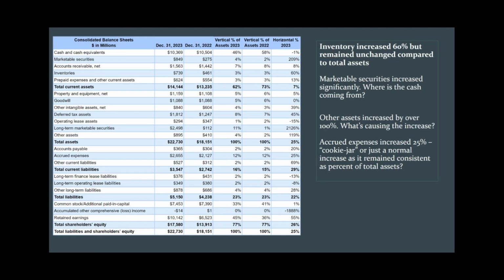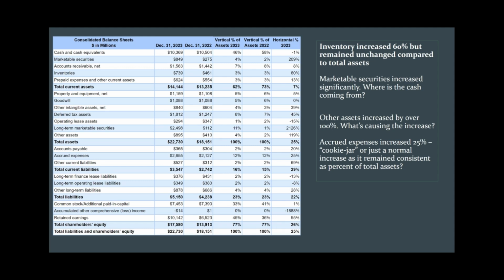We see where other assets up 119%. You want to look to see what is causing that. We see where accrued expenses increased 25%. This could be the company's creating a cookie jar, or it could just be a normal increase, as it remained consistent as a percentage of total assets. So though it's up 25% when you look at the horizontal analysis, vertically it's still 12% of assets. So that might tell you that it's just a normal increase as the business itself grows.